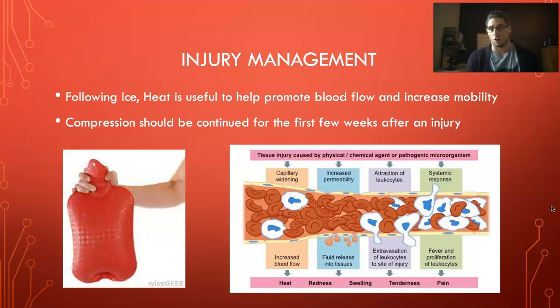So we've got all the detritus out of the way, we've got all the inflammation which isn't helpful out of the way. The problem with ligaments and tendons is though they have particularly poor blood flow.